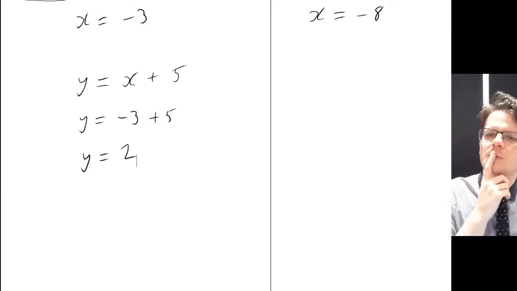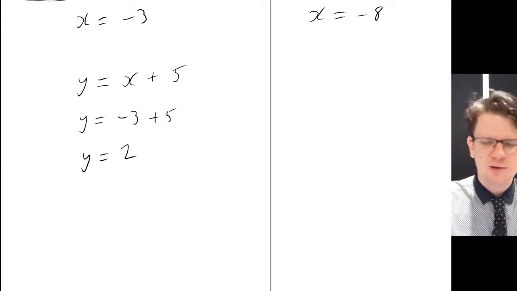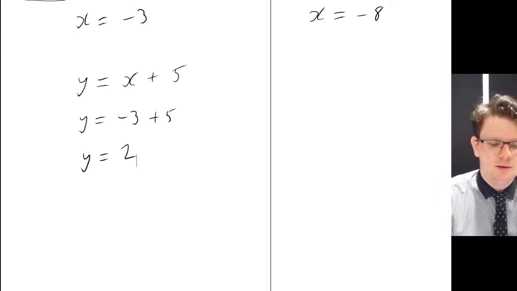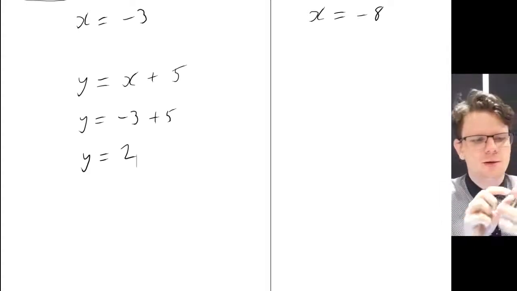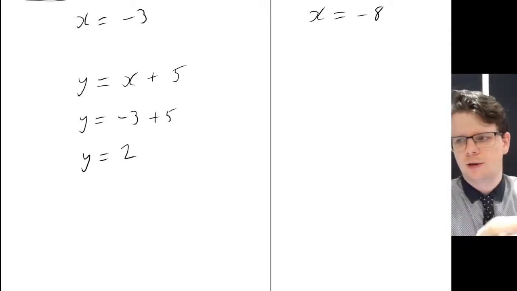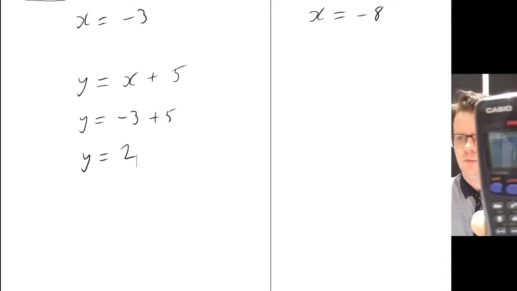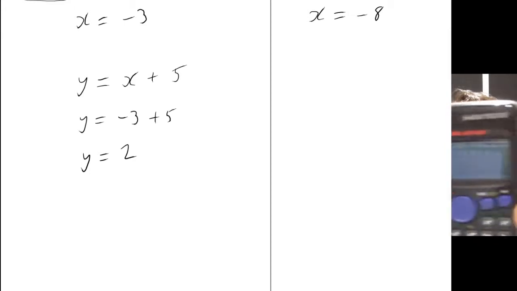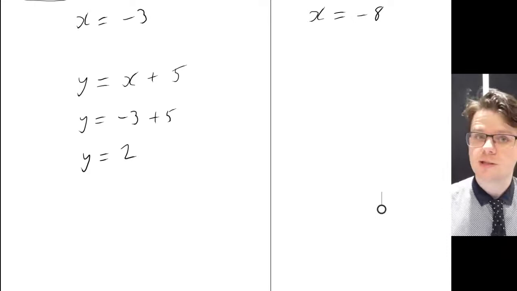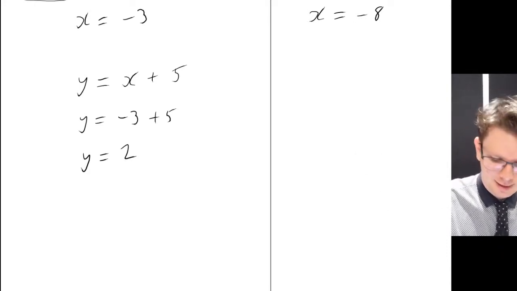But how did I know that answer was 2? Everything else was the same, but how did I know that was 2? I'm sure some of you might not know that it's 2, and that's fine. So how do I double check? Well, remember, pushing this for my minus 3 plus 5, minus 3 plus 5 equals 2. So we're all good. So if you need to substitute into a calculator, that's fine. There's nothing wrong with that.